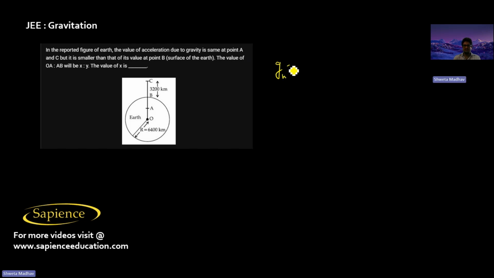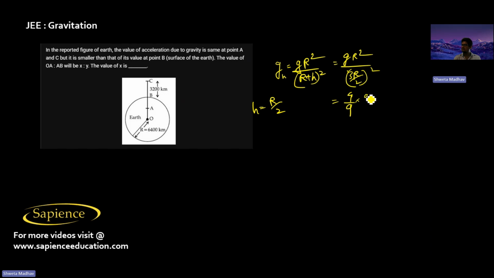So at a height h, the value of g is equal to g R square by (R plus h) whole square. Here the height is half the radius of the Earth, R by 2. So it is g R square by (R plus R by 2), so 3R by 2 whole square. This is equal to 4 by 9 into g R square by R square. So R square will cancel, and this is 4g by 9.